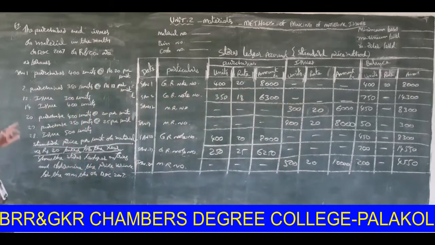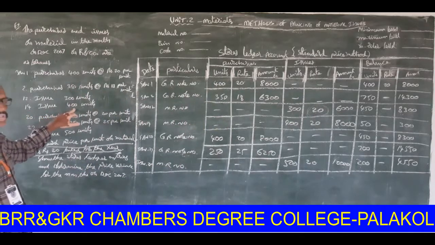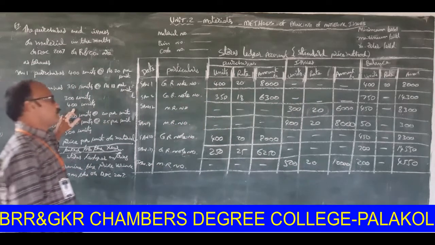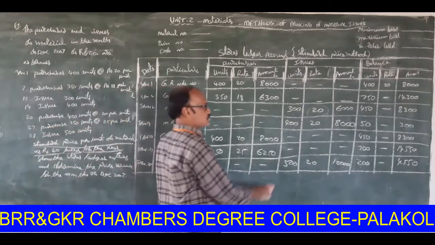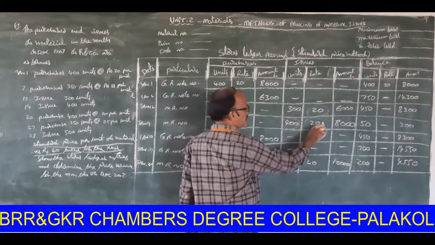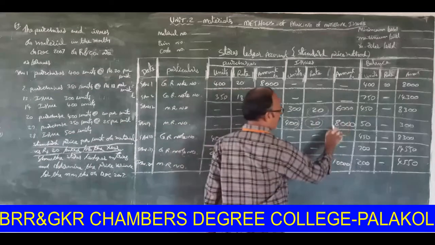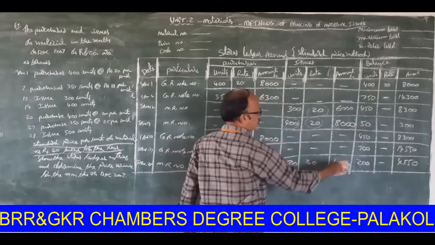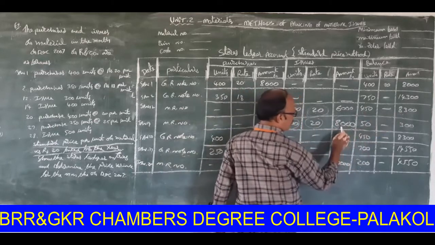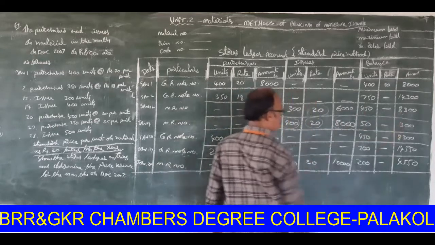Next one, January 14th. Number of units issued, 400 units. January 14th, MR number. So number of units issued 400 units at the rate of 20 per unit, so 8,000. 450 minus 400, 50 units. 8,300 minus 8,000, 300 rupees.